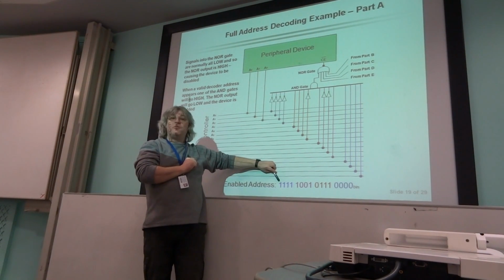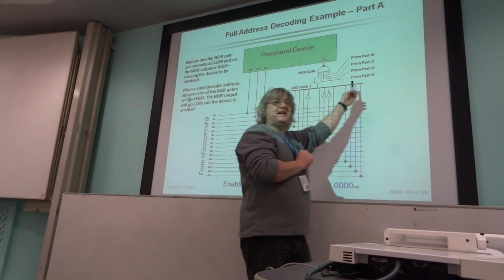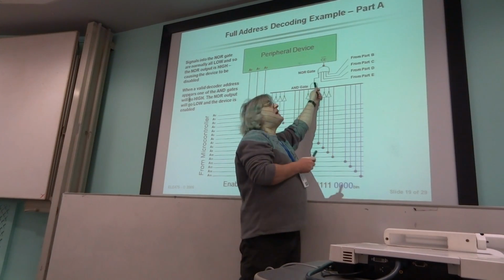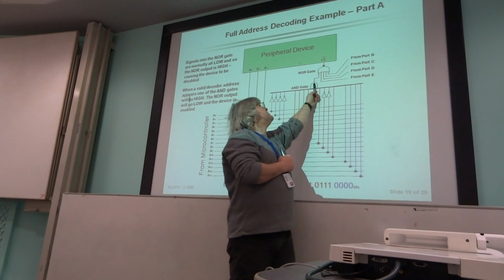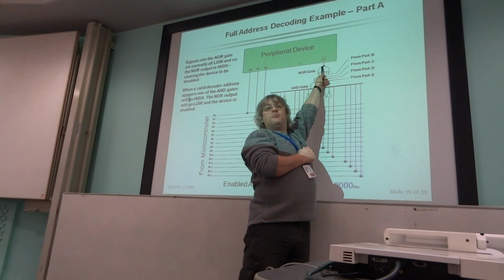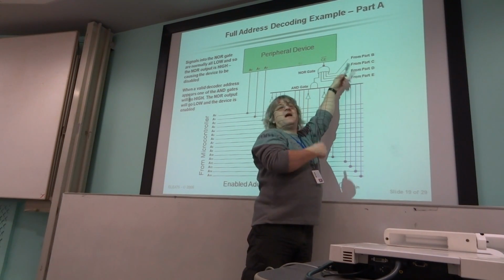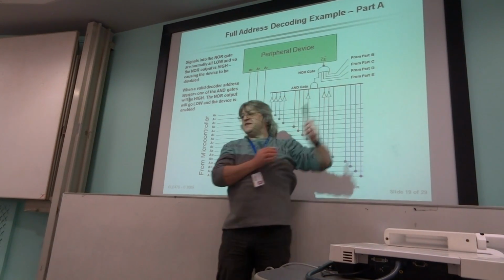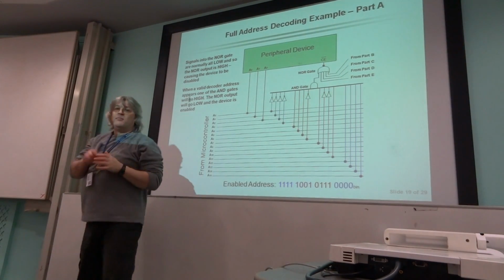So for that particular combination, when that appears on the address bus, all 16 inputs to that AND gate will go high. Which means the output of the AND gate will go high, which means that feeding into the NOR gate, it will pull the output low, irrespective of what anything else is happening. It will be guaranteed to pull this low and wake up this device. That's one combination.